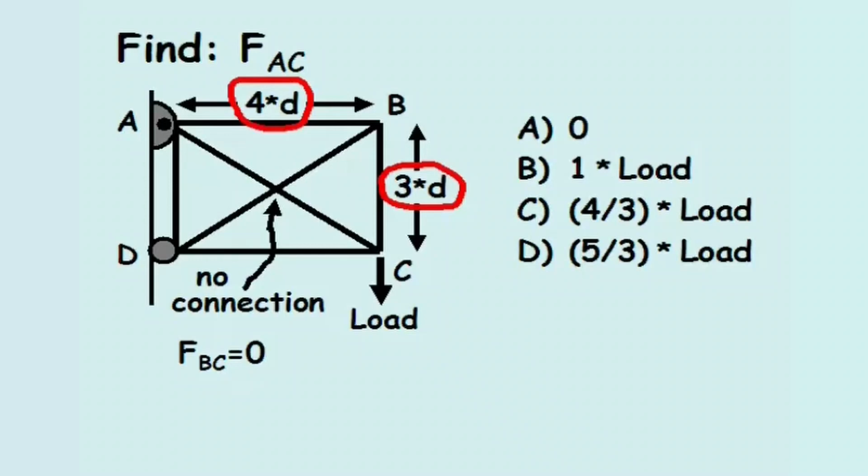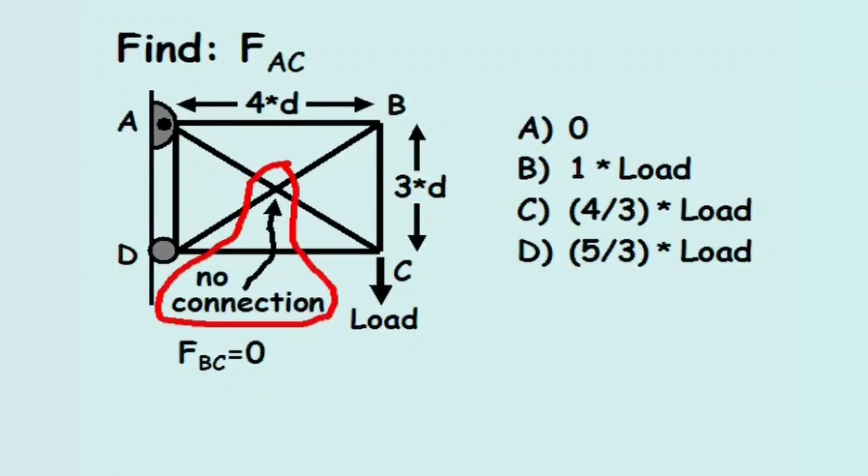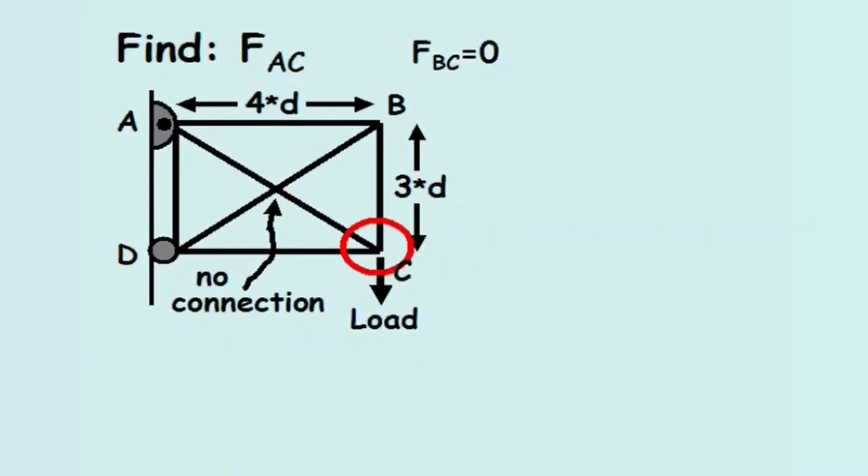The dimensions of the truss are provided where variable D is a finite length greater than 0. Also, there is no connection between diagonal members AC and BD. To solve this problem, we'll focus in on joint C and set the sum of the forces in the horizontal direction and the sum of the forces in the vertical direction both equal to 0. As is standard, the horizontal axis will be x and the vertical axis will be y.